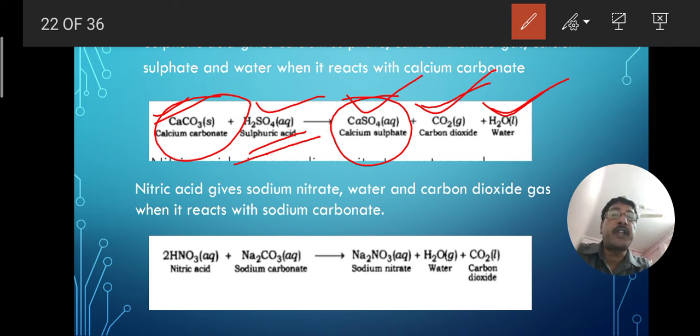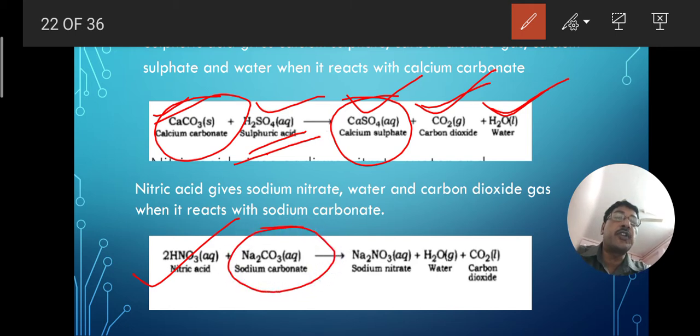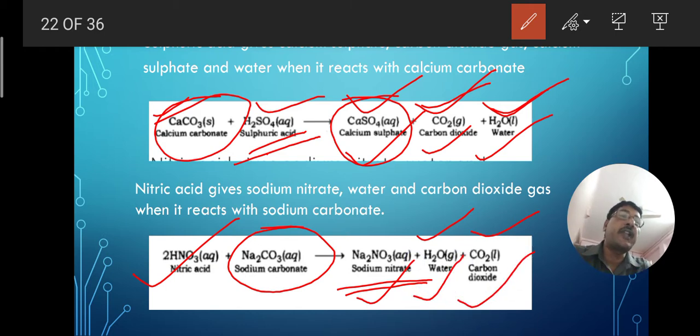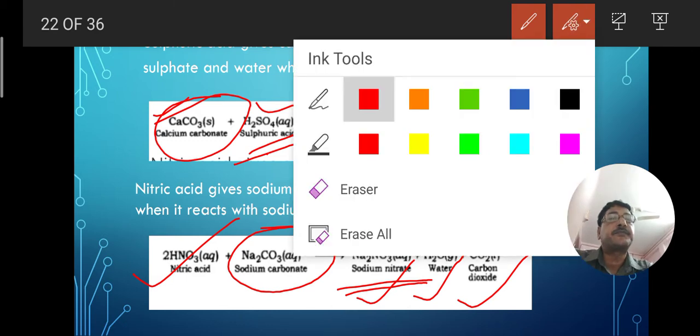Another thing, when nitric acid reacts with sodium carbonate, it produces sodium nitrate. What is the salt produced here? Sodium nitrate will be produced, and two other things will be common as in the previous reaction. You have seen in the calcium sulfate case, carbon dioxide and water. Here also sodium nitrate and water along with the carbon dioxide gas. So these are the different reactions in which acids react with the metallic carbonates.